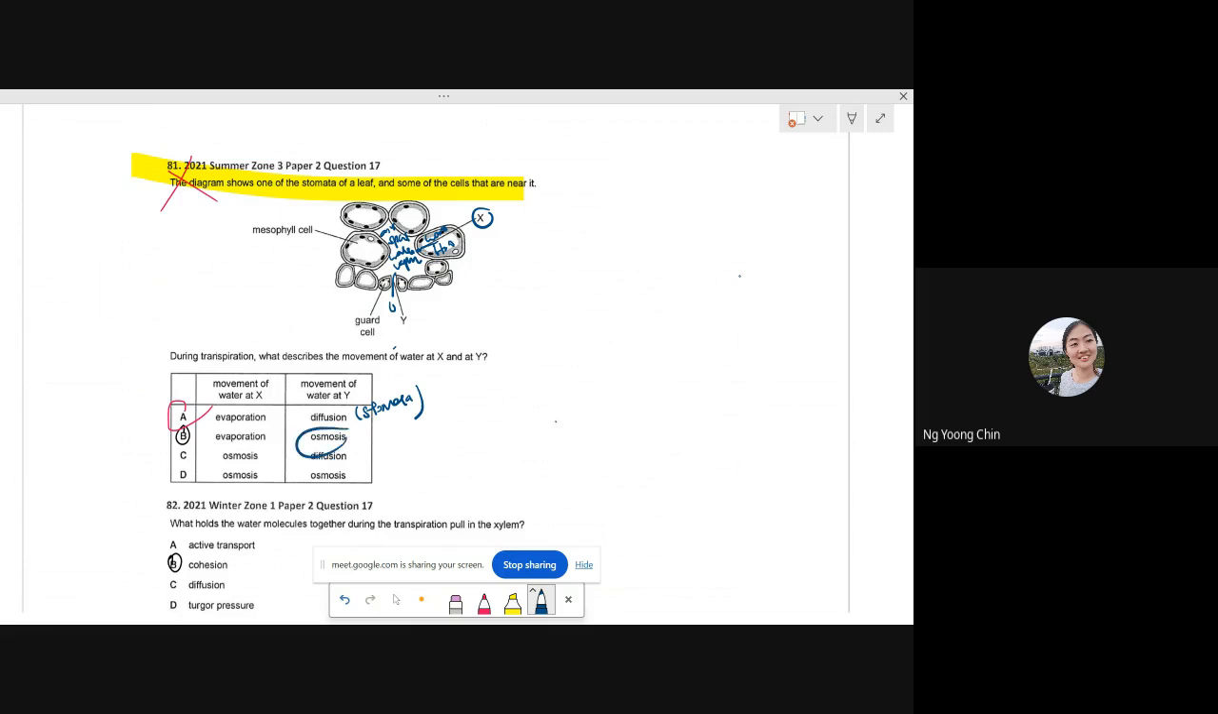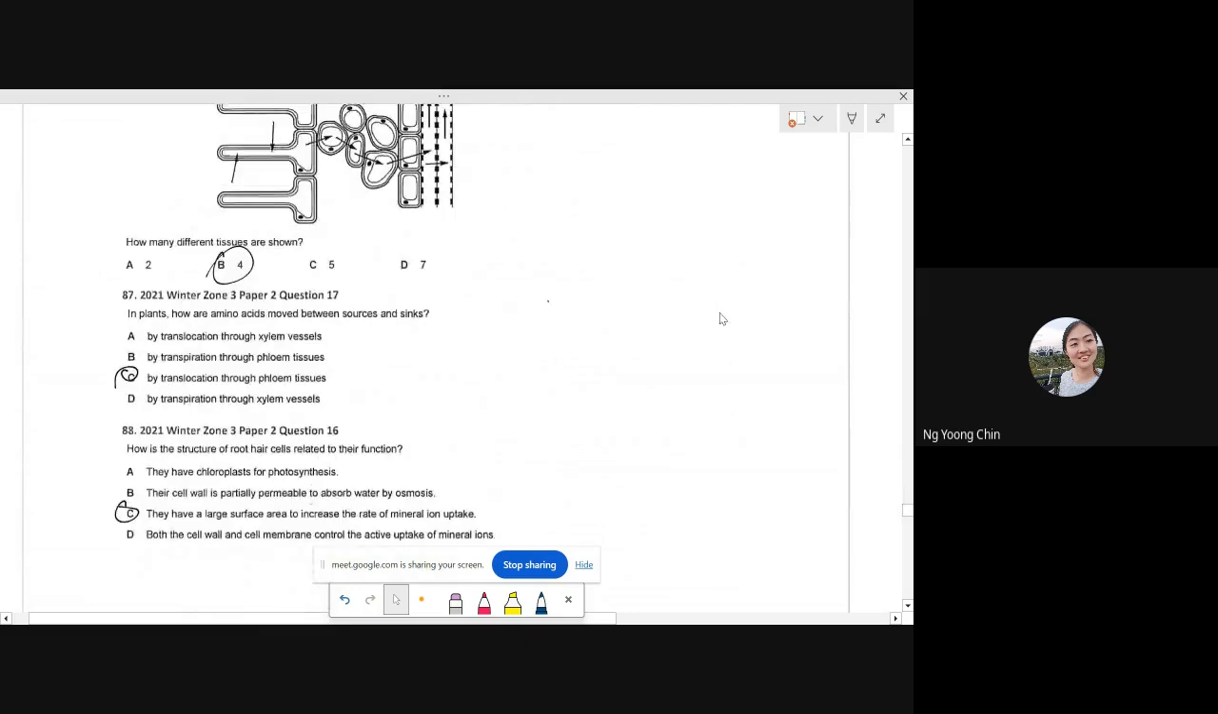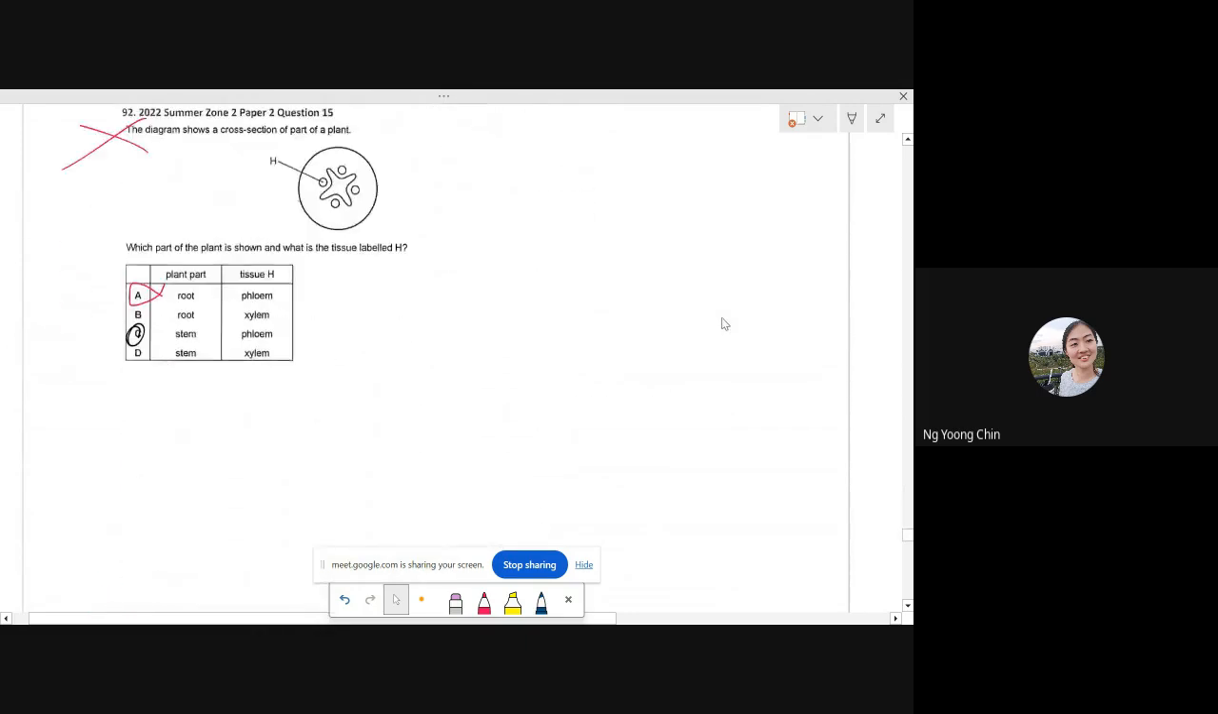Osmosis only happens between cell to cell. When the mesophyll cell gets water, it diffuses the water to another cell. So this cell becomes high water potential because it gets water, and this one becomes low water potential, so immediately water is transferred from the other cell. So between cell to cell, the water transport is by osmosis. Okay, clear?